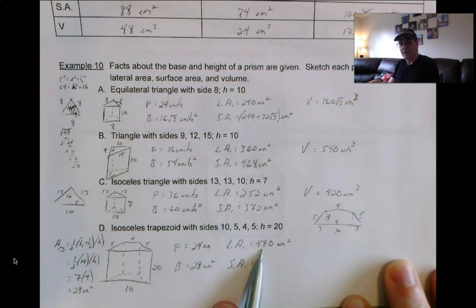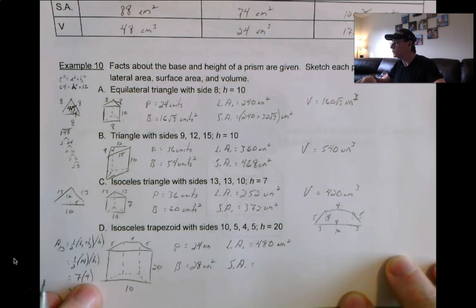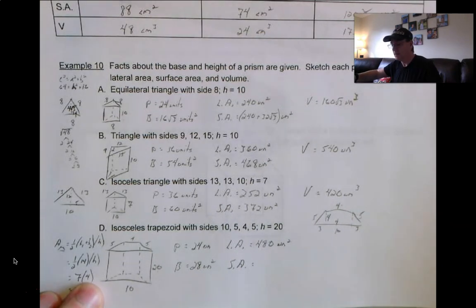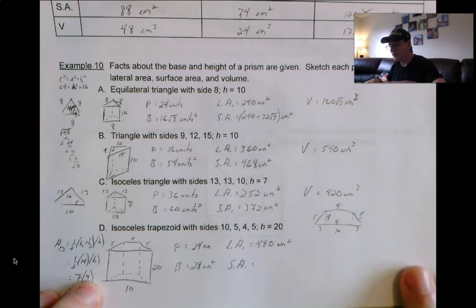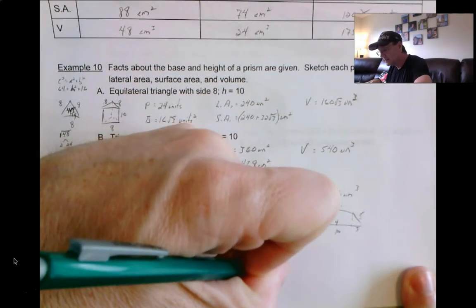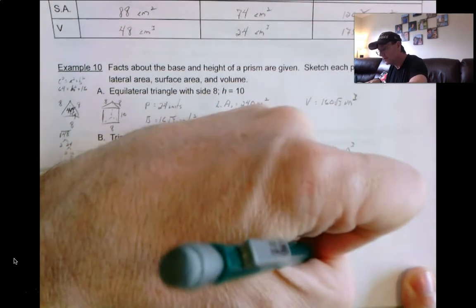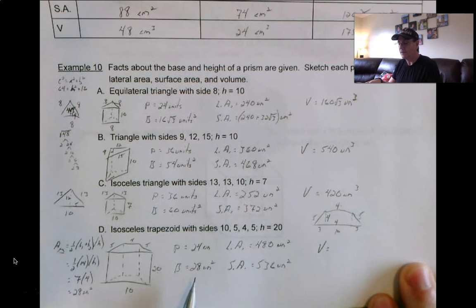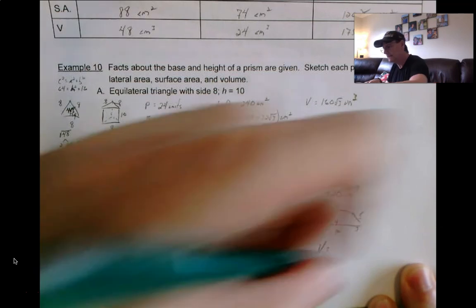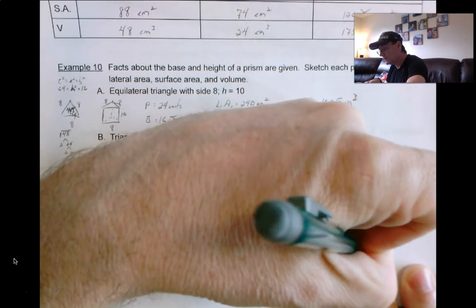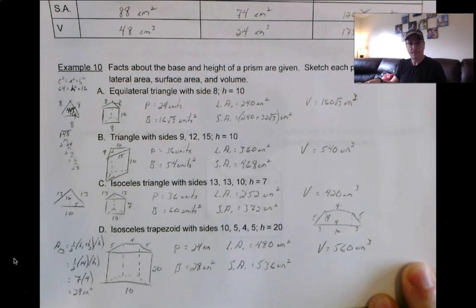is lateral area plus 2 times the area of the base, so 480 plus 480, 536 units squared, and the volume is area of the base times the height, so 560 units cubed. There's example 10, A, B, C, and D.